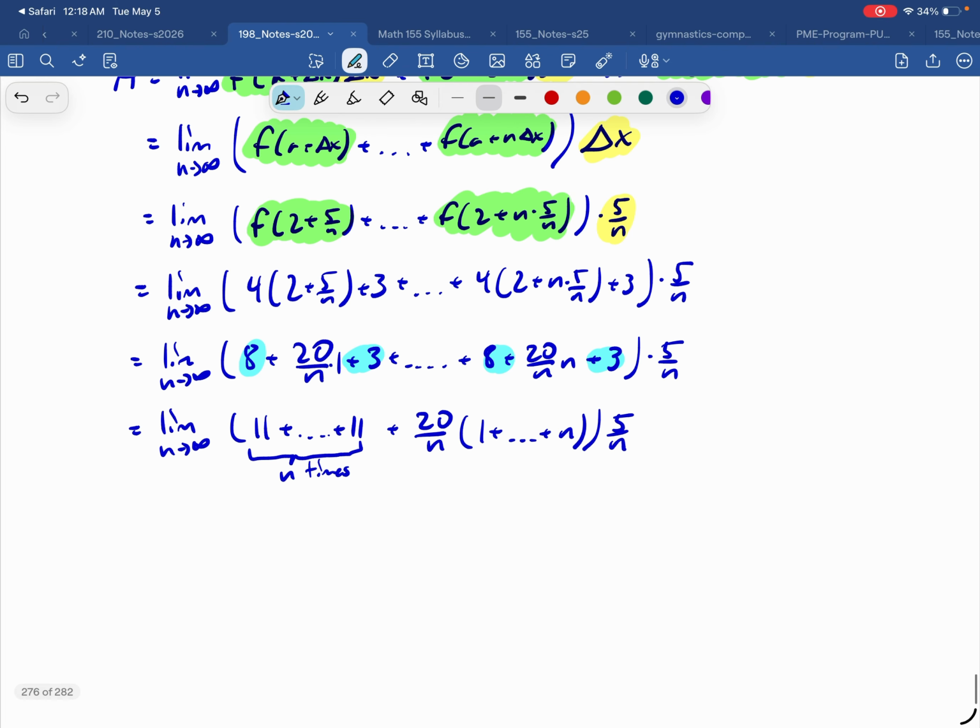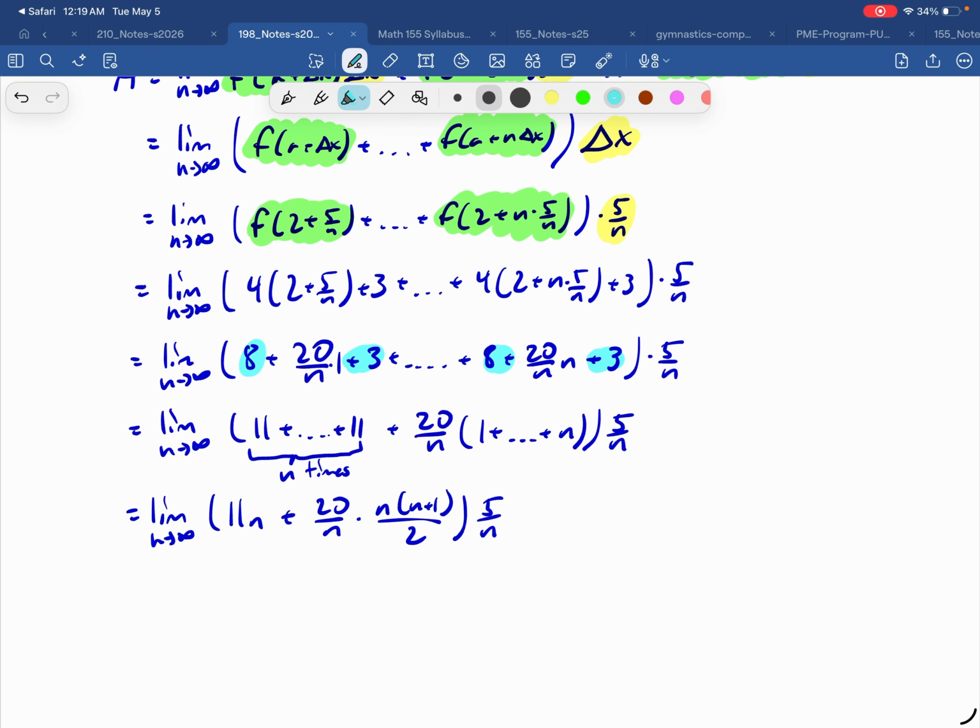Now let's think about this for a sec. 11 plus 11 plus 11 plus, n times, is going to equal 11n. Okay, 20 over n times 1 plus 2 plus 3, etc. Now that's not quite as obvious. This is just an identity that's known. Turns out it's going to be n times n plus 1 over 2. And then all of this is being multiplied by 5 over n.